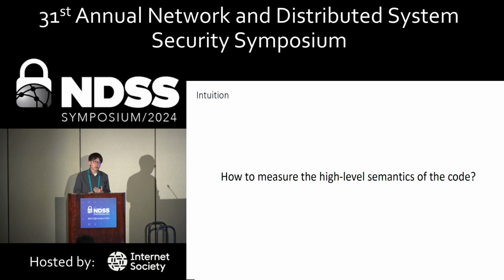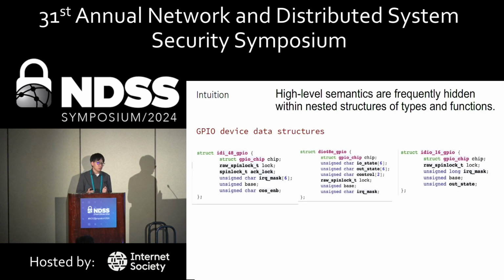So the next question could be: how could we measure this kind of high-level semantics of code? We would like to argue that the high-level semantics of code are frequently hidden within the nested structures of types and also the nested structures of the functions.